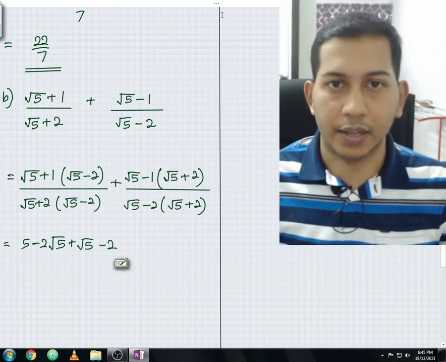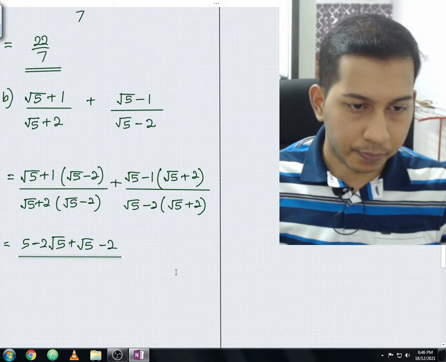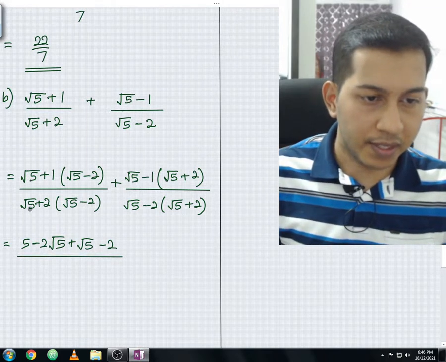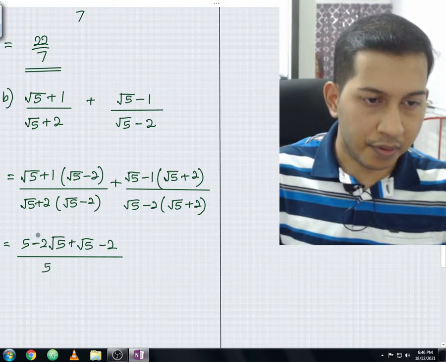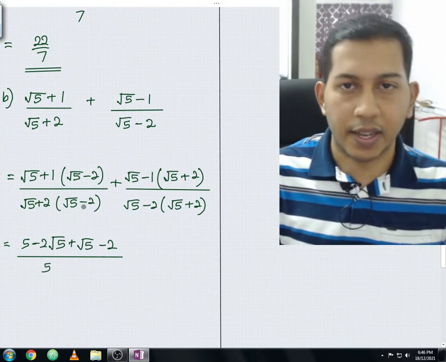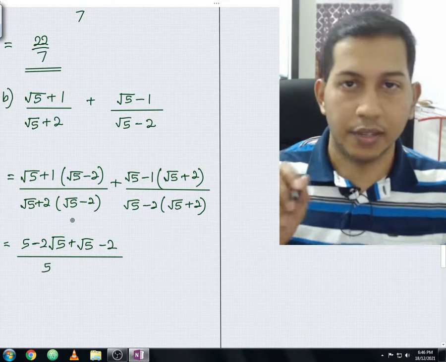Okay, so let me underline the fraction. So from here, surd 5 times with surd 5 you get is 5. 2 times with negative 2 you get is negative 4.